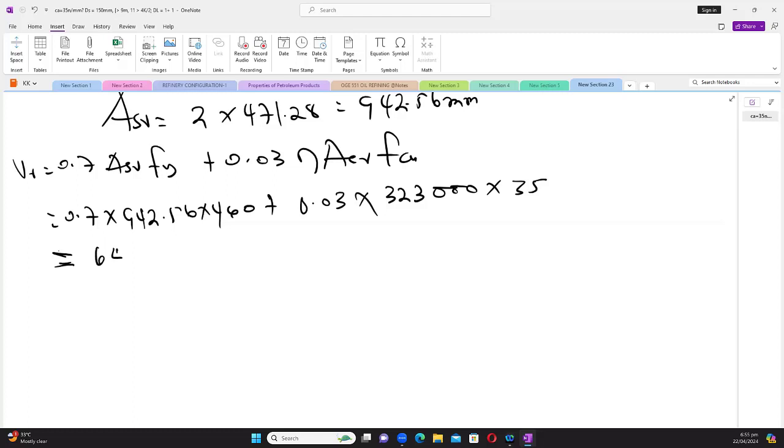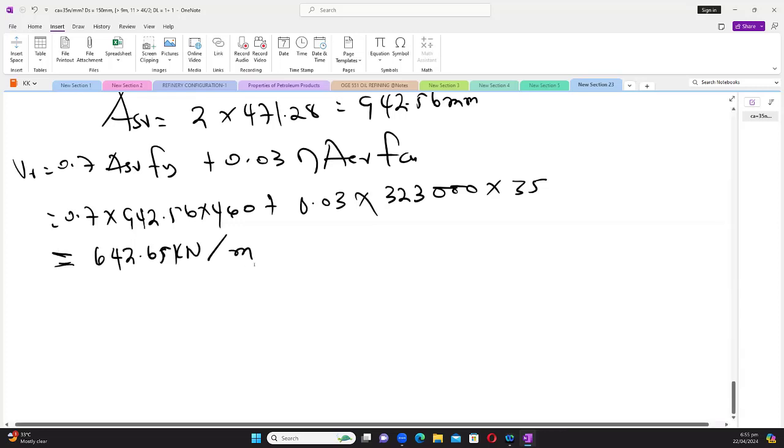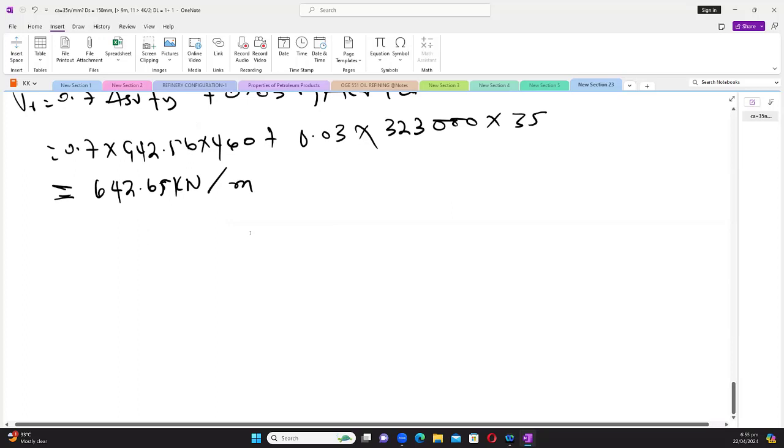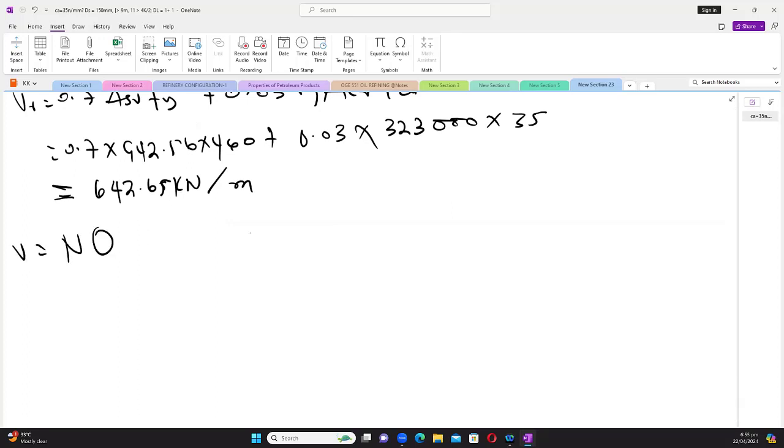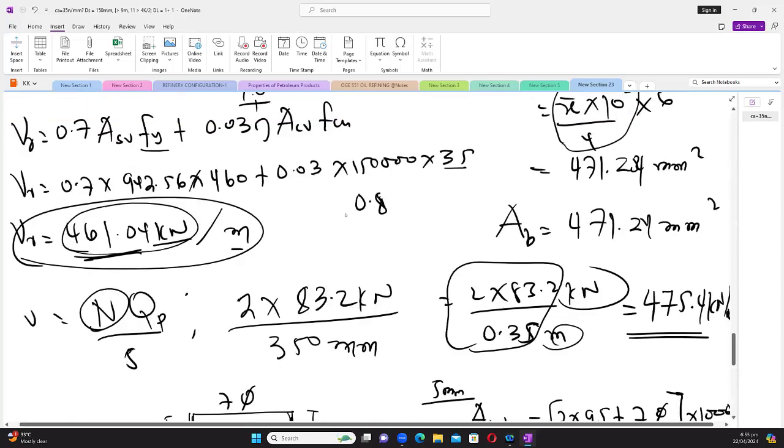642.65, so this is in kilonewtons. And this is after we considered a meter of the slab, right? So per meter. Okay. As for the V, it will not change. And Q_p over S will not change either. It's the same thing, right? We've solved this. You remember we solved this? This one will not change. This one will not change.